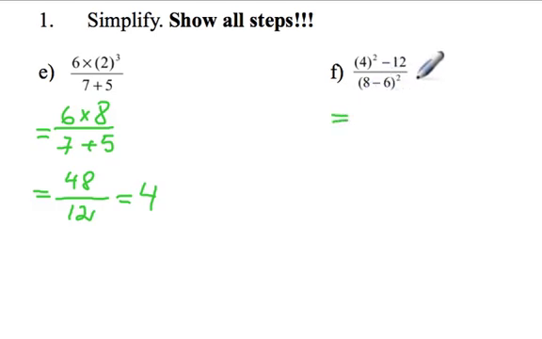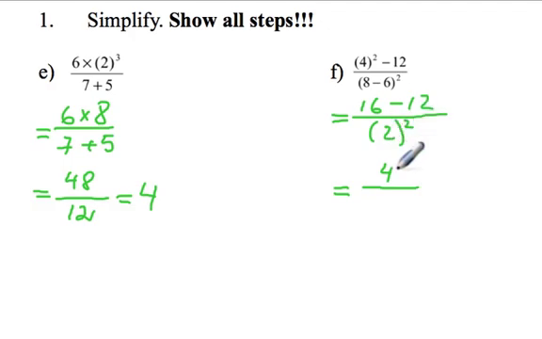Question F. Again, we will figure out the numerator and the denominator before we can divide. So in the numerator, we have exponents, which we'll have to do first. 4 squared means 4 times 4, that's 16. Take away 12. And in the denominator, we have an operation in the bracket. So 8 take away 6 is 2, and then we have to square that. In the numerator, we have 16 take away 12, that's 4, and the denominator is 2 squared, so 2 times 2, and that's 4. 4 divided by 4 equals 1.